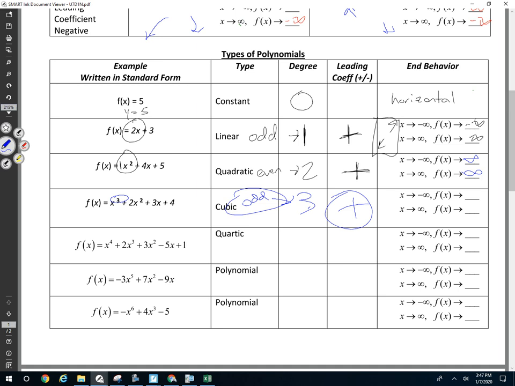All right. X to the fourth. Ms. Abernathy, what is the degree of our polynomial? 4. Is that odd or even?